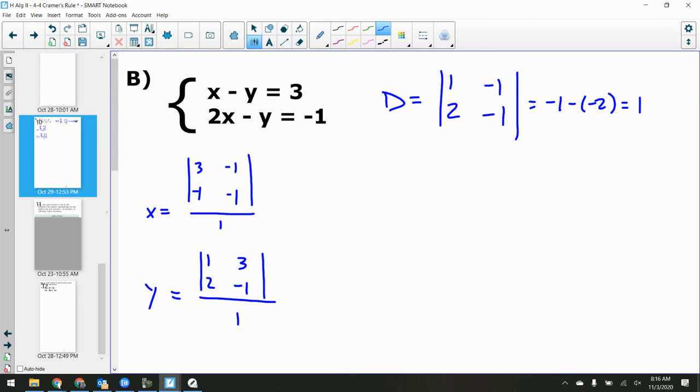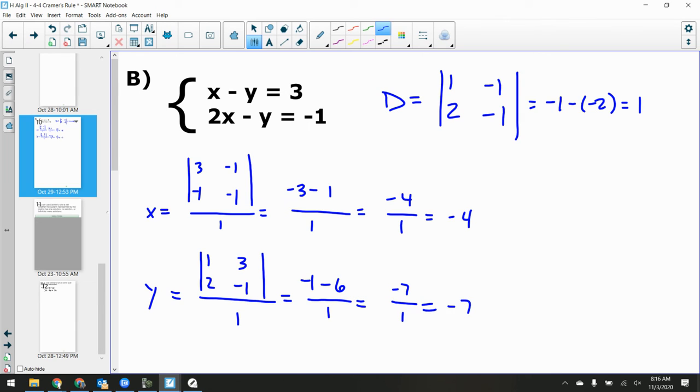So you can set them both up like that, and then just run the numbers. So I've got -3 minus 1 over 1, right? -3, -1 times -1 is +1. So -4 over 1, so -4. -1 minus 6 over 1. Yep. So -7 over 1, -7. -4, -7. I mean, guys, that's actually pretty slick, because finding the determinant can go pretty easily.